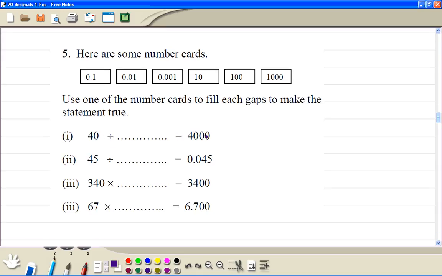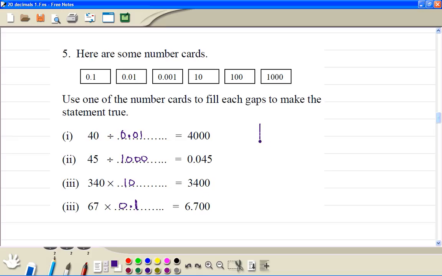Now from 40 to get to 4,000, you're dividing by a smaller number and you're moving the decimal 2 places to the right, so this has to be dividing by 0.01. Again, we're moving the decimal 3 places to the right, so we're dividing by 0.001. Just times by 10 gives you this. Just divide by 10 or times by 0.1.